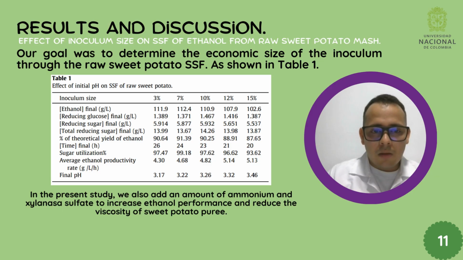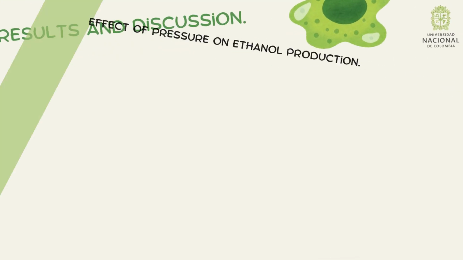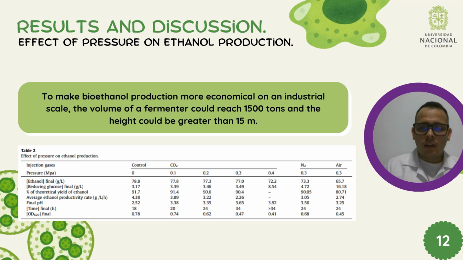They also added an amount of ammonium sulfate and xylanase to increase the ethanol yield and reduce the viscosity of sweet potato mash. The viscosity of potato mash decreased from about 10,000 to 500 centipoise in the first 90 minutes during SSF. On the other hand, the higher the pressure, the more carbon dioxide is dissolved in the fermenter, which could inhibit the fermentation of yeast. For S. cerevisiae, it makes sense to investigate the possibility of running a fermentation reactor under high pressure of different gases.